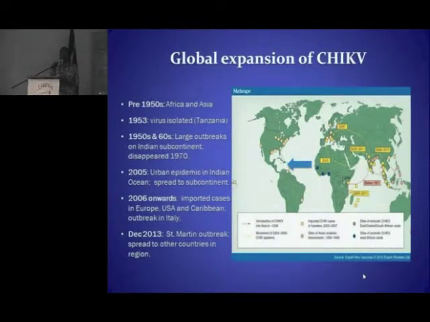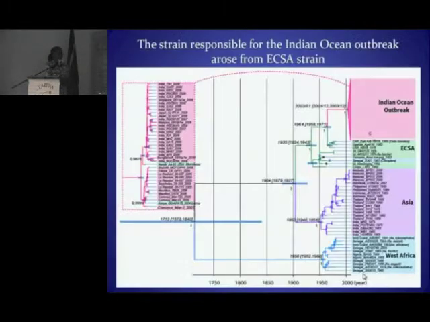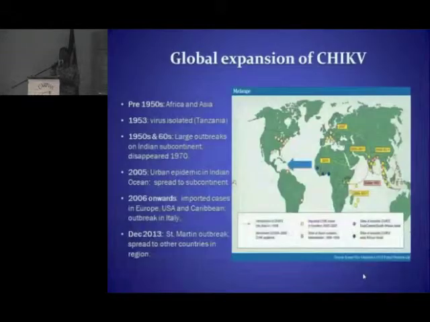From 2006 onwards, there were imported cases reported in Europe, in the USA, and Caribbean islands, but none of those went on to result in sustained transmission, except in the case of an outbreak in Italy. And then in 2013 is when we had the outbreak in St. Martin, which has now spread to other regions.